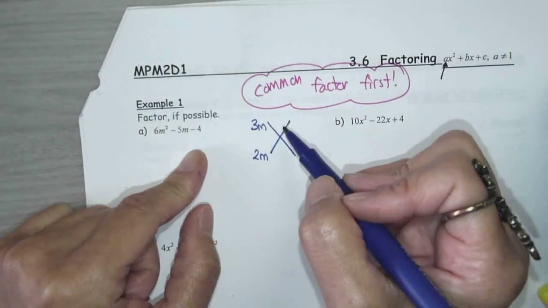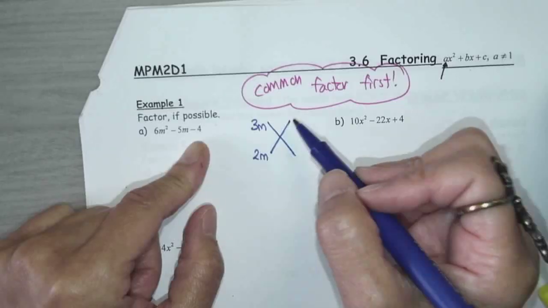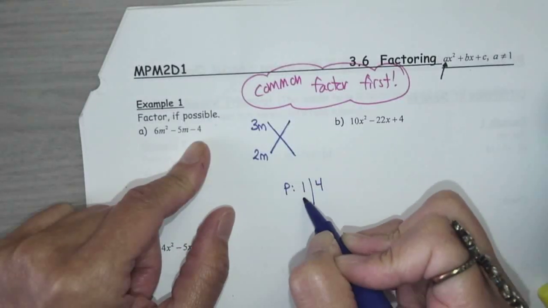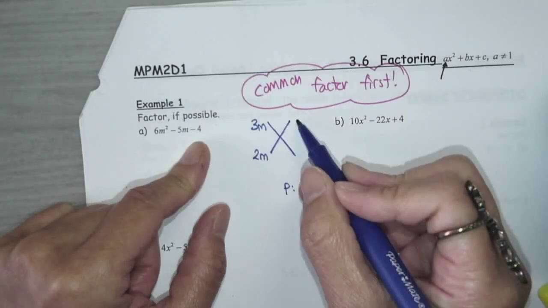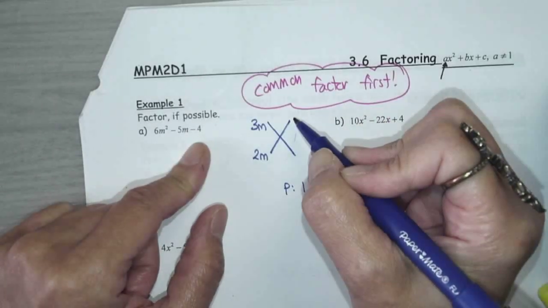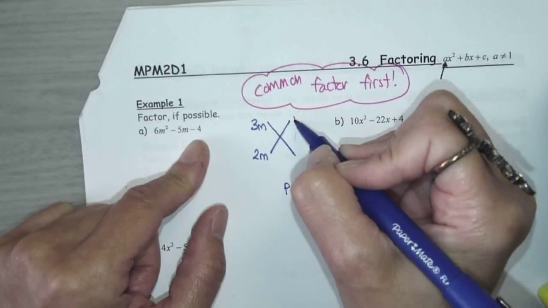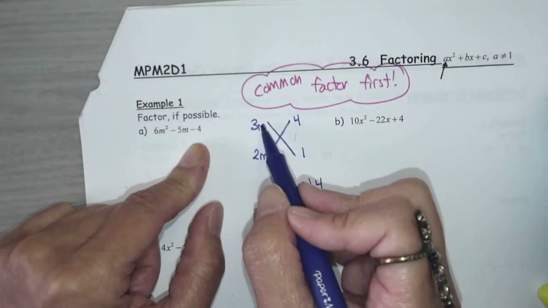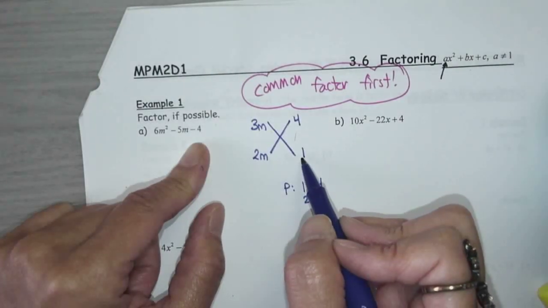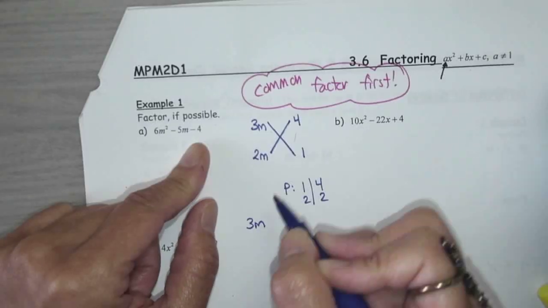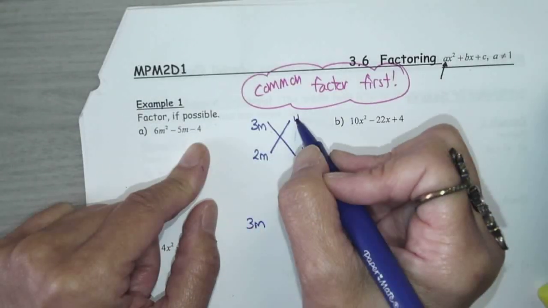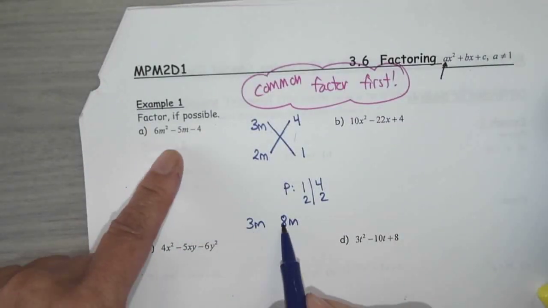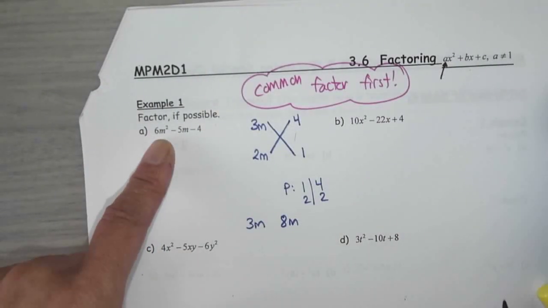The 4 is either going to be product, my product would be 1, 4, or 2, 2. I'm going to take that product and put it over here. So if I do 4, 1, I can do 4 here and 1 here. Then you crisscross to get the middle term. 3 times 1 would get me 3m, crisscross. 2 times 4, 8m. Is there any way I can make 3 and 8 add to negative 5?